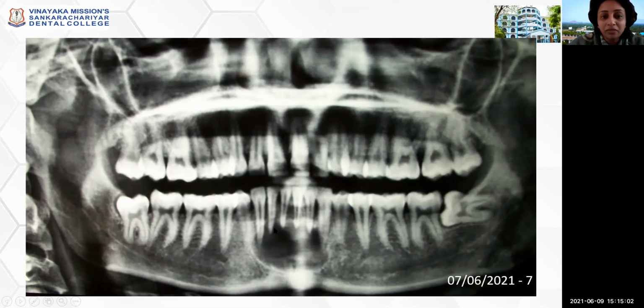Radiographically, we can find a well-defined radiolucency at the involved tooth, and the tooth of interest will be non-vital. The measurement of the radiolucency at the apex of the tooth will mostly be greater than 1.6 centimeter in diameter. A radiolucency greater than 1.6 centimeter, in a tooth with non-vitality, is always to be considered a periapical cyst.